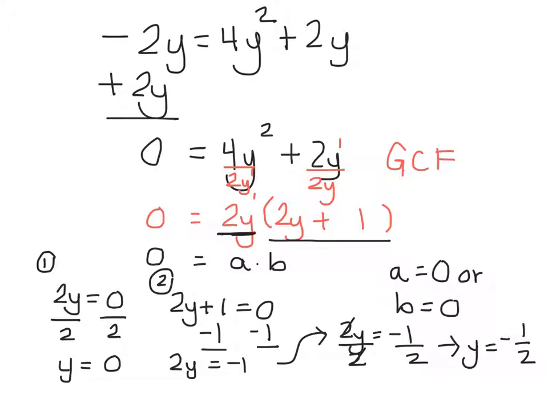So my two solutions here are either y has to equal 0, because if it did, the product would be 0, or y has to equal negative 1/2. Again, because if it did equal negative 1/2, the product would be 0.